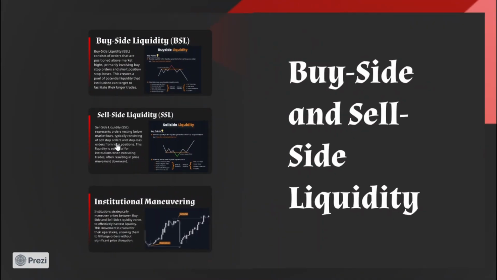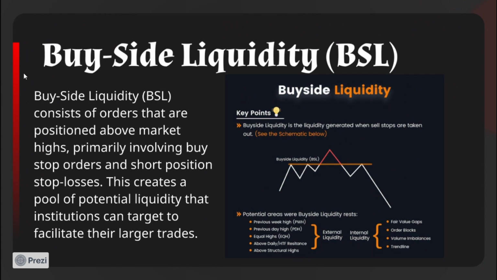Buy-side and sell-side liquidity. This is what we call the buy-side liquidity. We talked about this, so kindly note these key points. Buy-side liquidity is the liquidity generated when sell stops are taken out. So buy-side liquidity is this one. Sell stops are taken out because you put your sell stop here and your stop losses are a few points above, so it takes them out and continues with the actual institutional move.